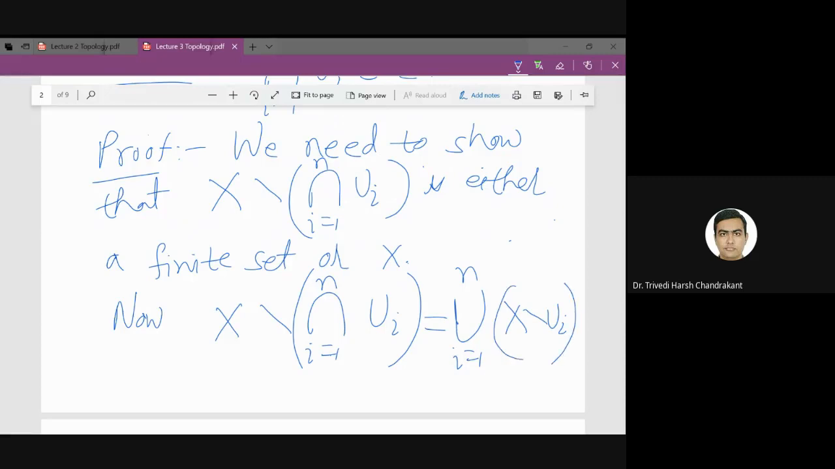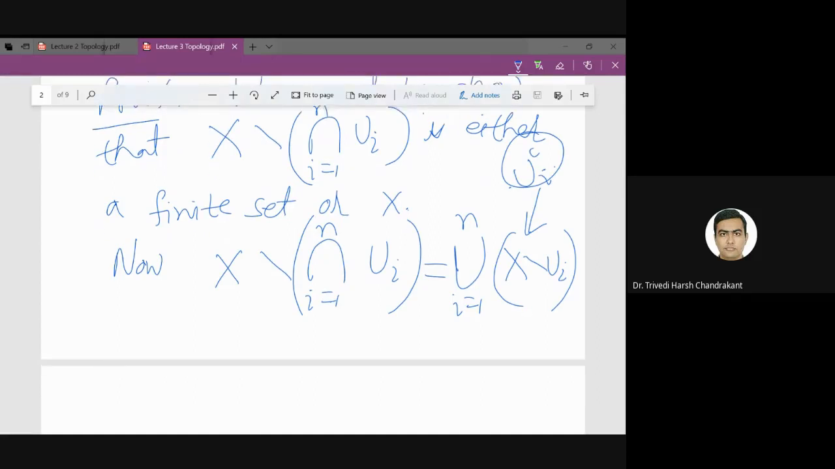If you are not comfortable with this x minus ui, this is the same as ui complement. You should know that this is ui dash or ui complement, whatever you write. You should keep in mind that you are taking the complement with respect to x here when you write ui dash or ui complement. So we need to show that this set is either finite or it is whole of x.